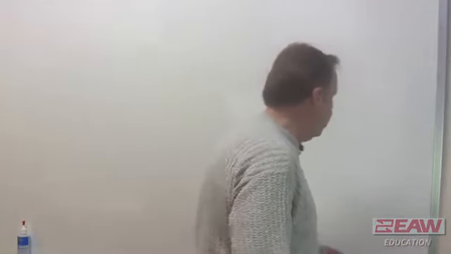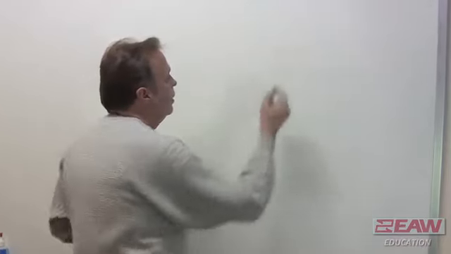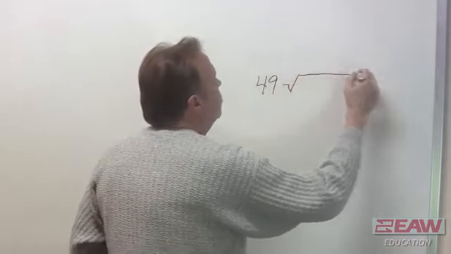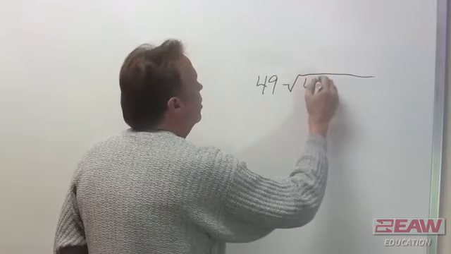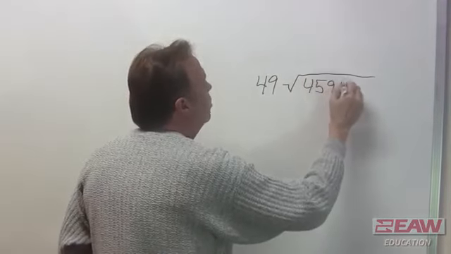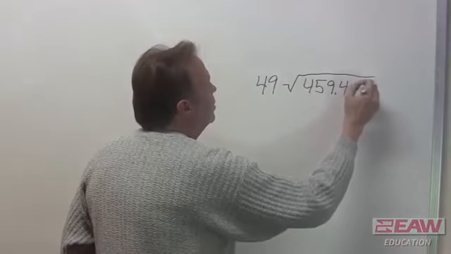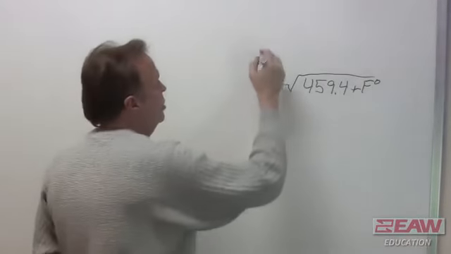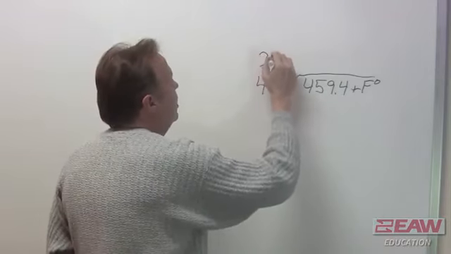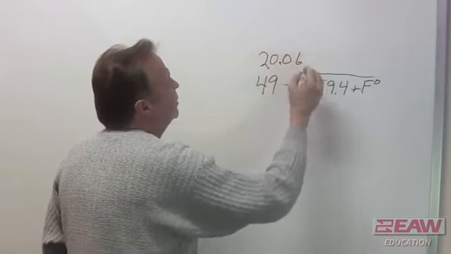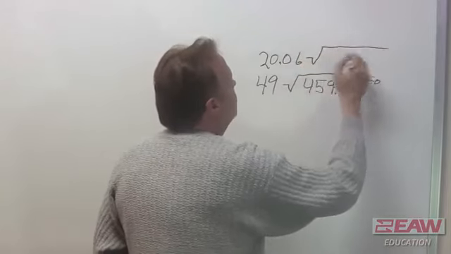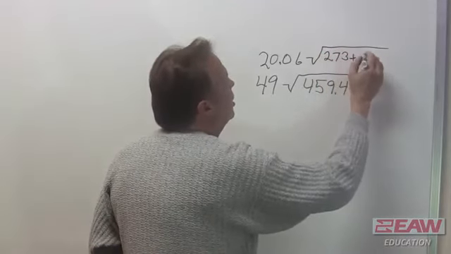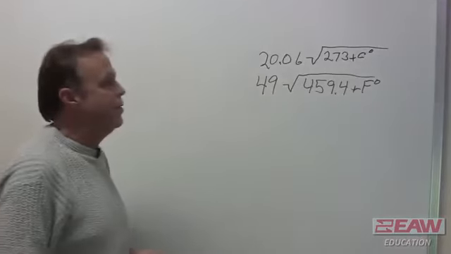So the formula for calculating the speed of sound is 49 times the square root of 459.4 plus the temperature in Fahrenheit. The metric version is 20.06 times the square root of 273 plus the temperature in Celsius.